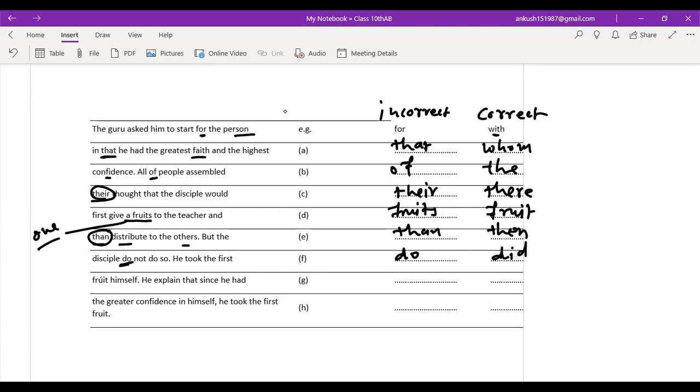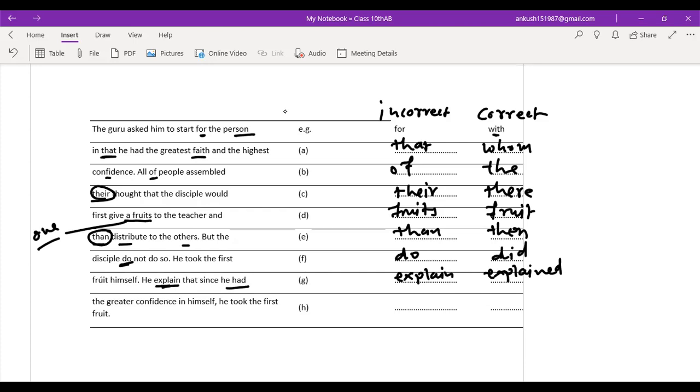He explained that since he had, what is wrong here? Openly it is wrong here. Had is written, so explain, and definitely it is not written in the third person. It is written in the first person. So this explain would be replaced with explained. He explained that since he had the greater confidence in himself, he took the first fruit.